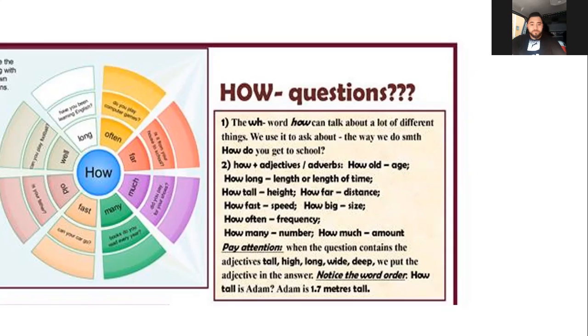Recently, we were using how often in order to talk about frequency adverbs. How many? When we use how many, we are asking about the number of things. And how much? It's the amount. Remember that we use how many for countable things and how much for uncountable things. So please pay attention. When the question contains the adjectives tall, high, long, wide, and deep, we put the adjective in the answer. For example, notice the word order. How tall is Adam? Adam is 1.7 meters tall.